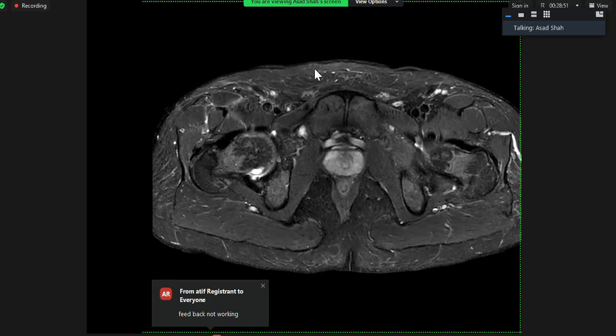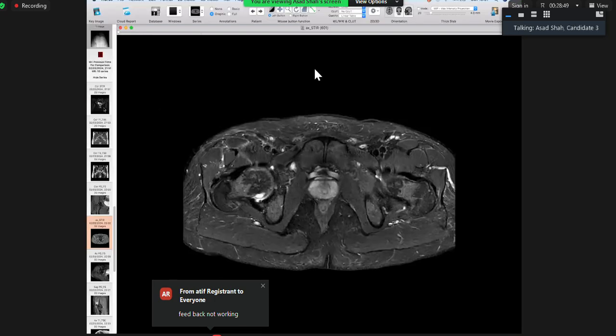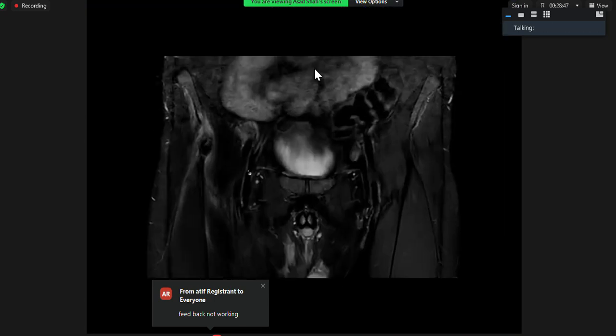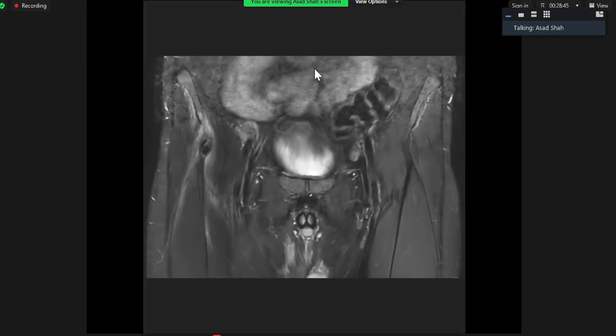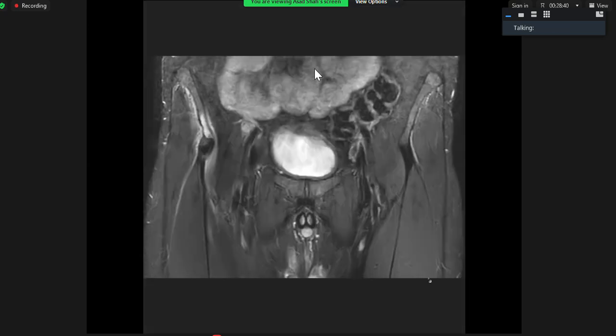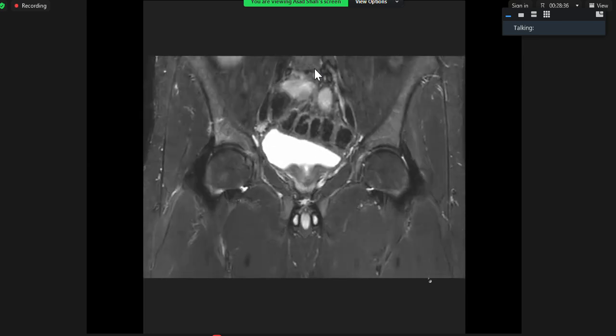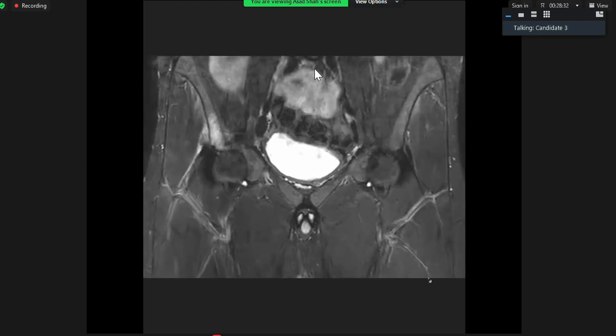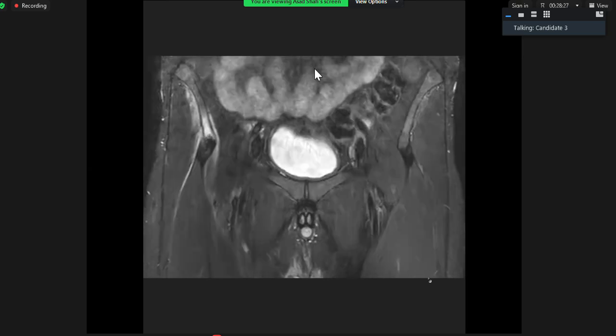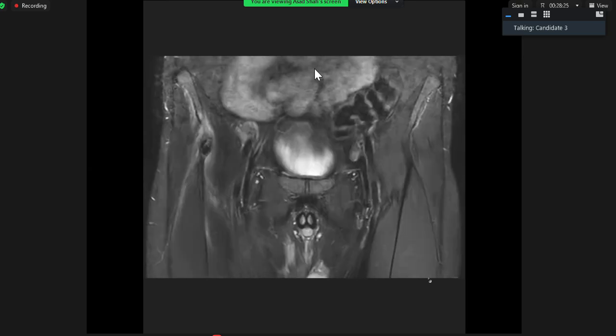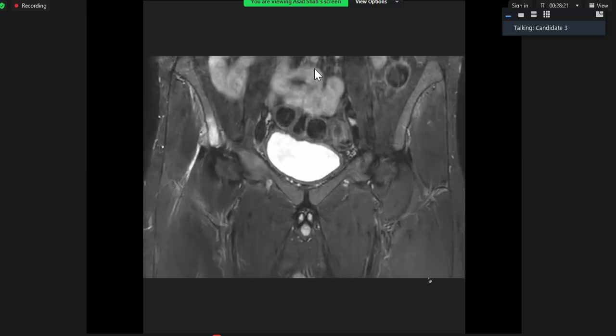Okay, let's look at the other plane. Let's put the coronal up. For the sake of time, let me just window it for you. Just scroll through there now, thanks. Again, I can see the abnormality, and basically it is involving the acetabulum and the adjoining part of the iliac bone, and is also extending into slight soft tissue edema in the surrounding soft tissue.